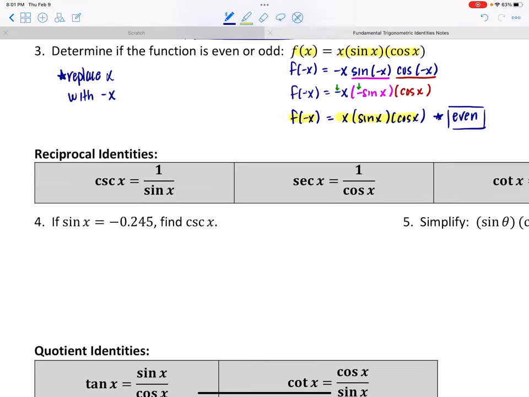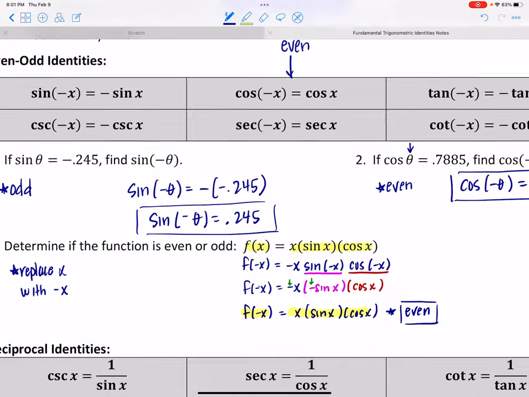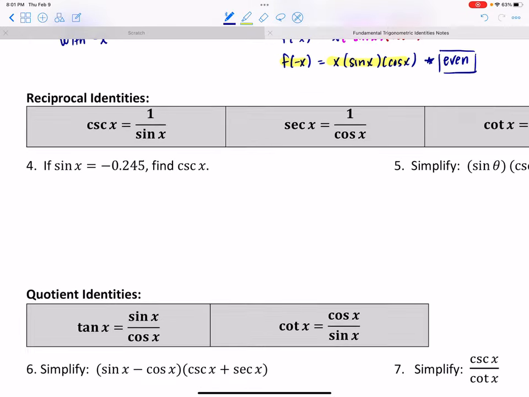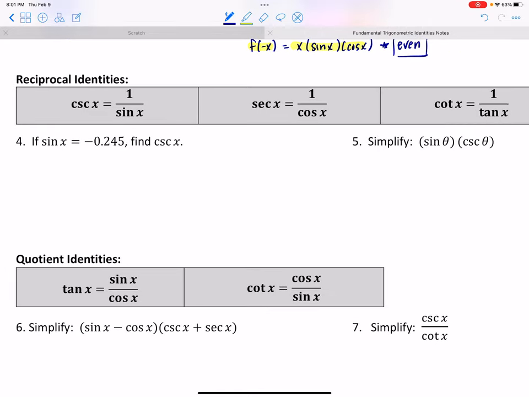Okay, those are our even and odds. They hopefully make sense based on the work we did with graphing, or even or odd identities. So now we're going to look at reciprocal identities. Again, these should look familiar. We talked about these with graphing. We talked about them when we worked on the unit circle.